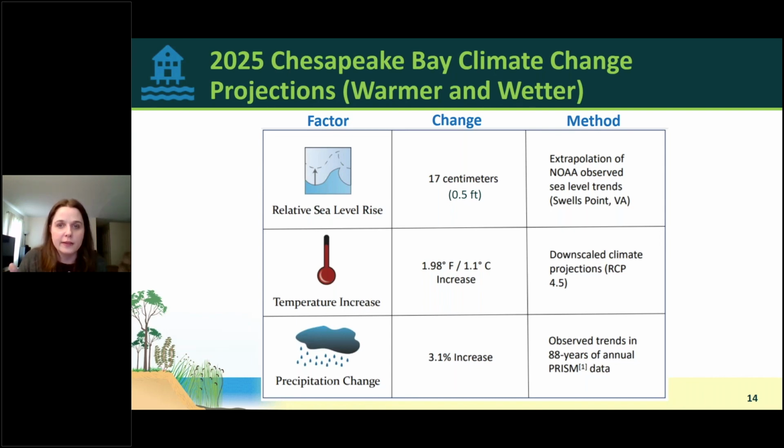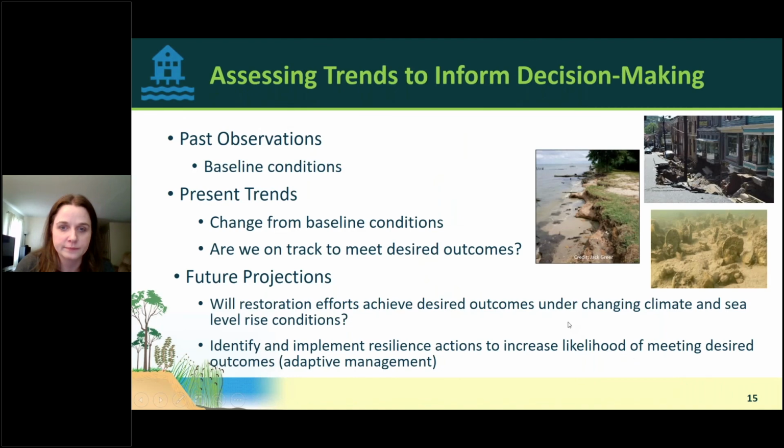And then for temperature, for instance, they're using the projections from this representative concentration pathway 4.5, but they're using other downscaling approaches for sea level rise and precipitation change. So if folks are really interested in the methods of that, I can get in touch with the modeling team and maybe put some documentation in that folder. Yeah, we can add that to the document.